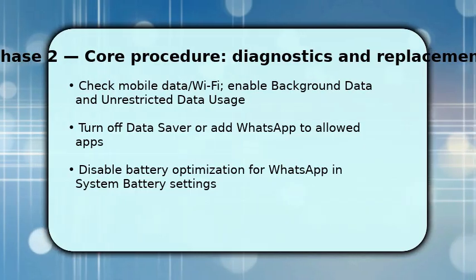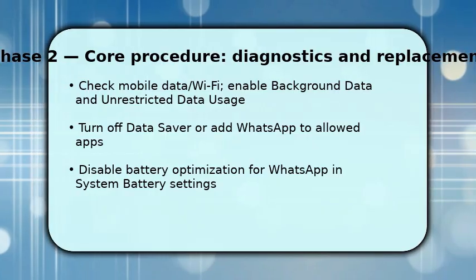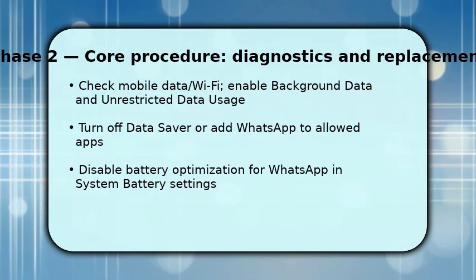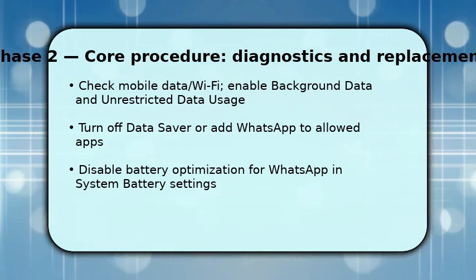Once these are set, remove battery optimizations for WhatsApp. This prevents the system from pausing background sync. If you use a vendor skin like Xiaomi or Huawei, also check their app launch or protection settings.